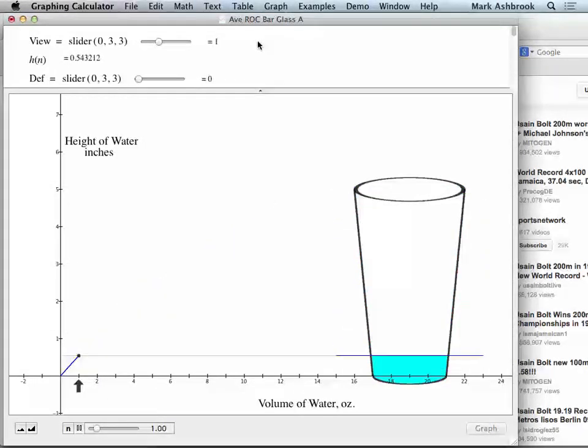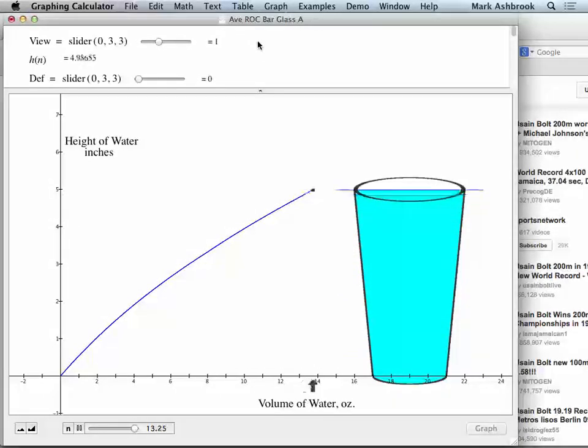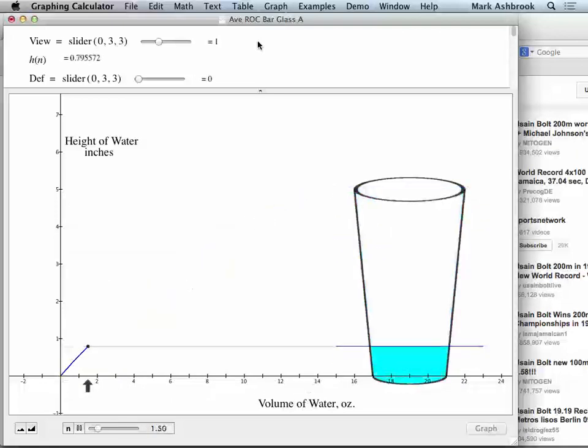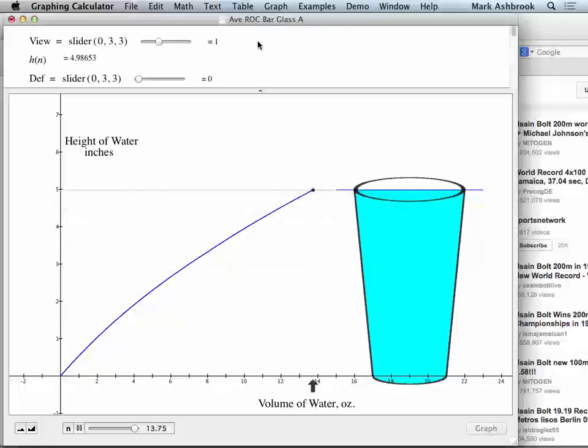That's the graph of height of water with respect to the volume of water. Okay, any questions so far? Okay, you got a couple questions for view 1. Numbers 4 and 5 for view 1. Question 5, the most important of these two.